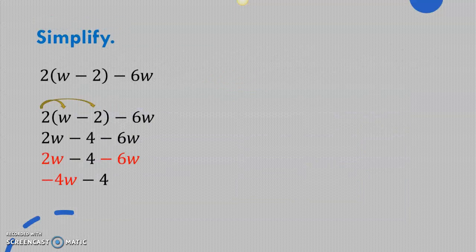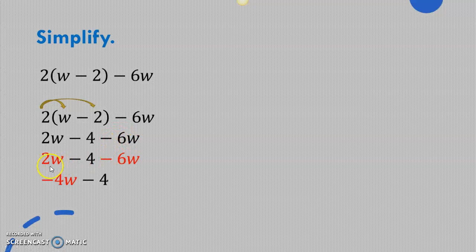So here we have 2 times w minus 2 minus 6w. Whenever you see parentheses like these, that usually tells you that you need to use the distributive property. So we'll multiply 2 times w, and we'll also multiply 2 times negative 2. 2 times w gives us 2w. 2 times negative 2 will give us a negative 4, because a positive times a negative gives us a negative. Then we still have our minus 6w that we bring down.